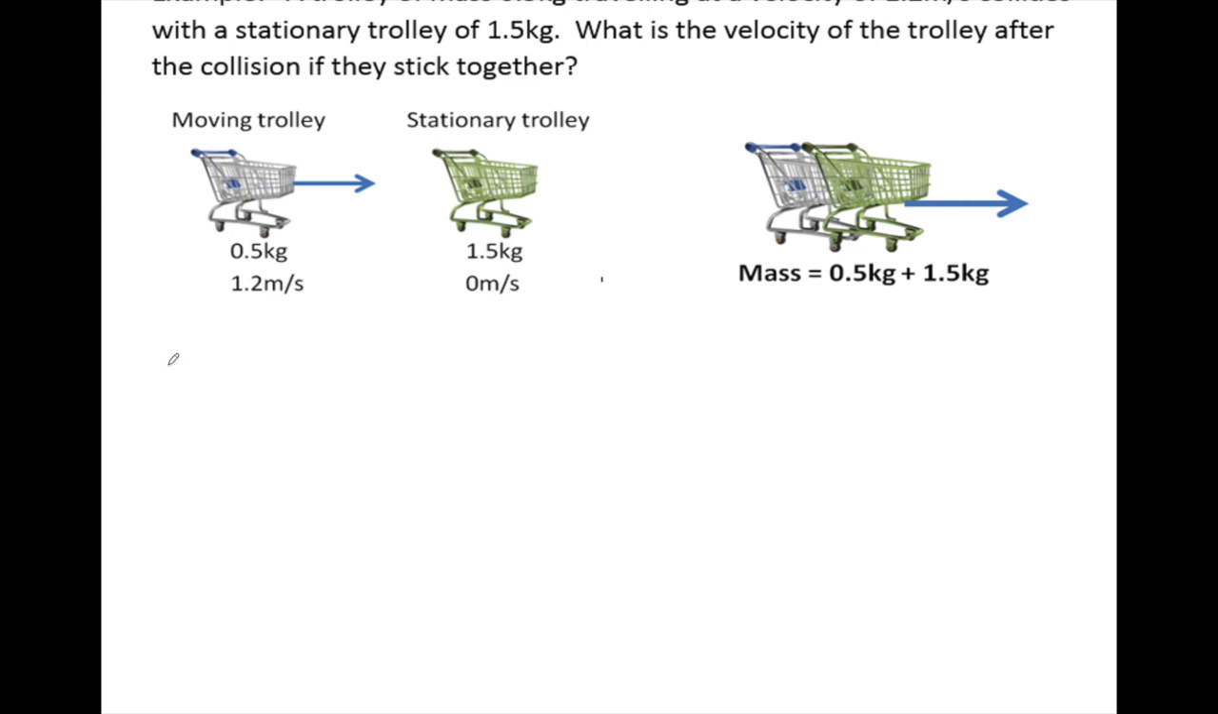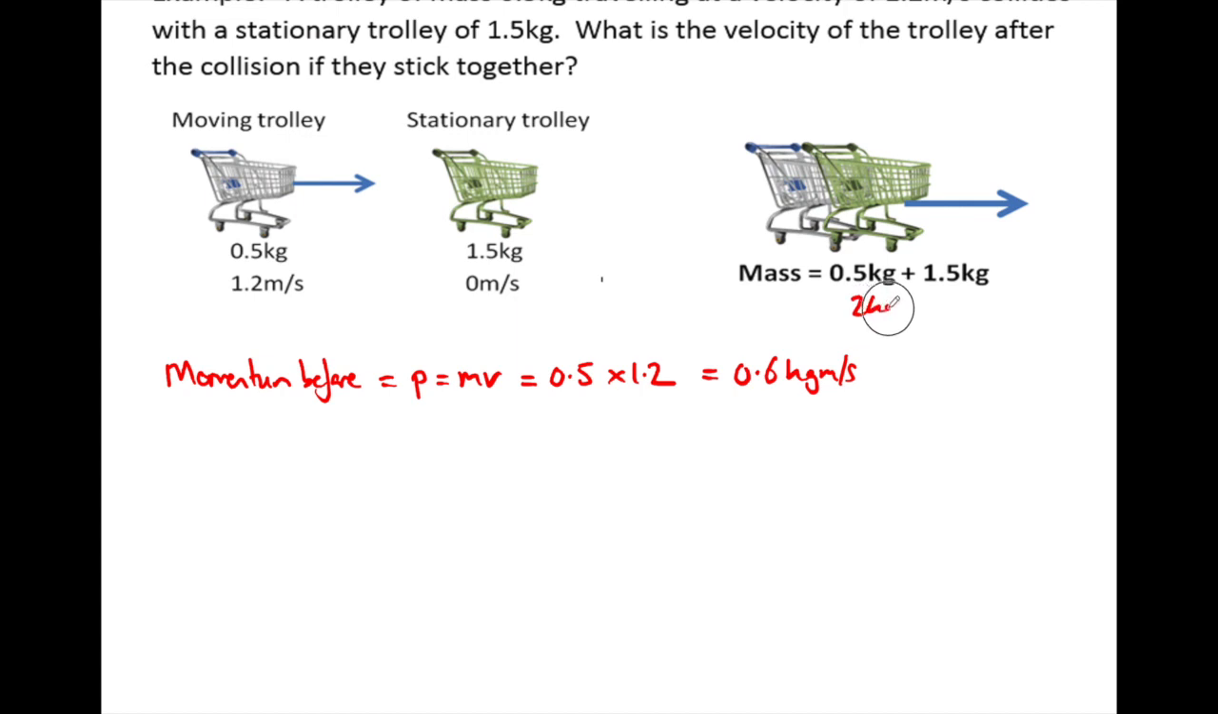So first of all, we're going to work out the momentum before the collision. And of course, that's equal to p, which is mass times velocity. So the mass is 0.5, the velocity is 1.2. That's for the first trolley. This trolley doesn't have any momentum, it's not moving. So the total momentum is 0.6 kilogram meters per second.